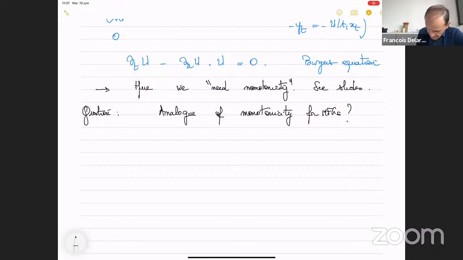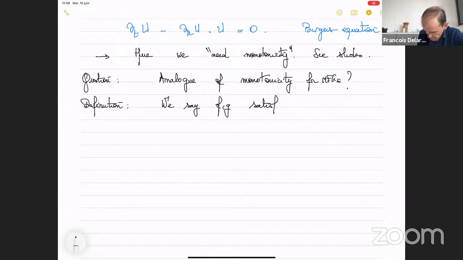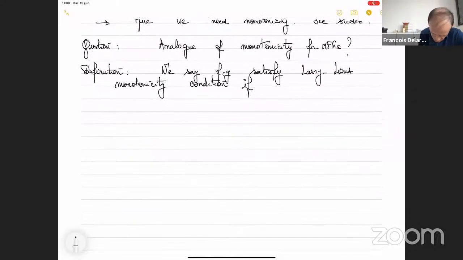Well, the answer is given in the following way. So you have a definition. We say that F and G satisfy the Lasry-Lions monotonicity condition if, and I'm going to write this down for F, but it would be the same for G. You take two arbitrary measures m and m prime, which are elements of P of R^d.